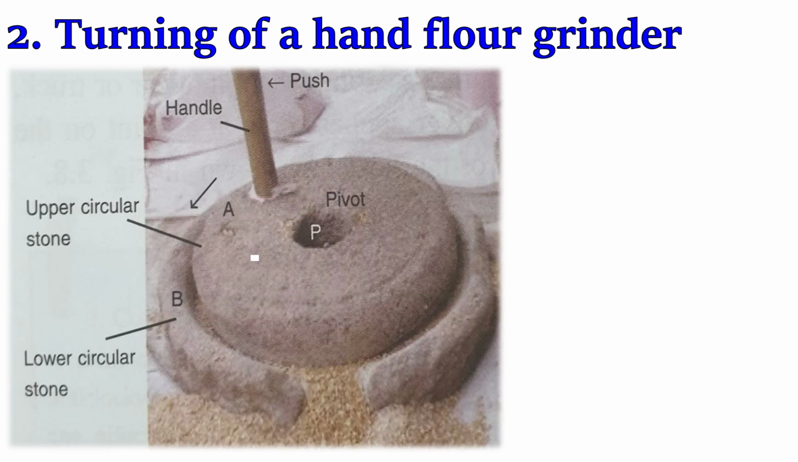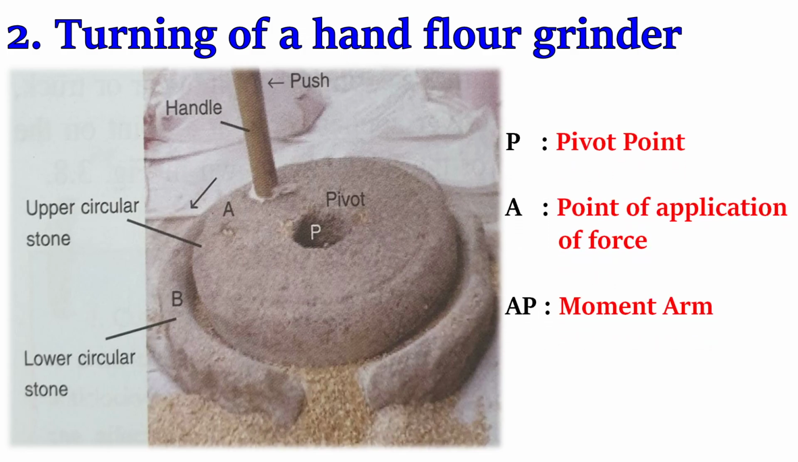Next we have turning of a hand floor grinder. See the figure. Now you can understand from the figure only that P is your pivot point, A is the point of application, and AP is the moment arm, perpendicular distance, and this is maximum distance, the maximum possible distance we have to take. In the example of door also, the girl was holding the door from the maximum distance to give it a push.